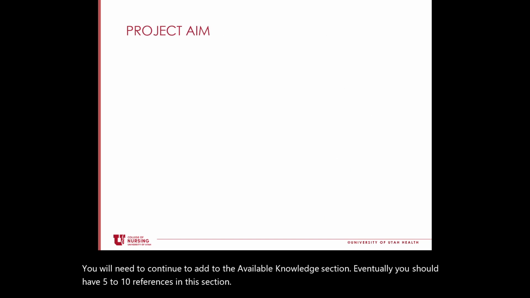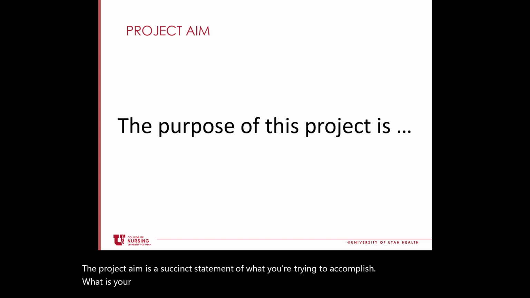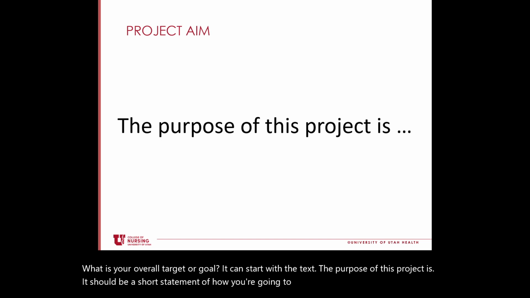The project aim is a succinct statement of what you're trying to accomplish. What is your overall target or goal? It can start with the text, "The purpose of this project is." It should be a short statement of how you're going to fix the problem you identified in your problem statement.